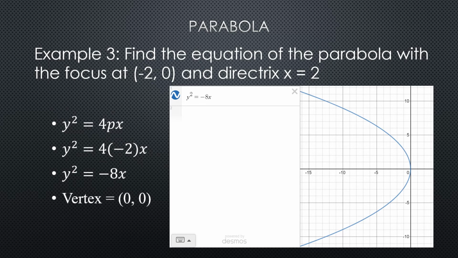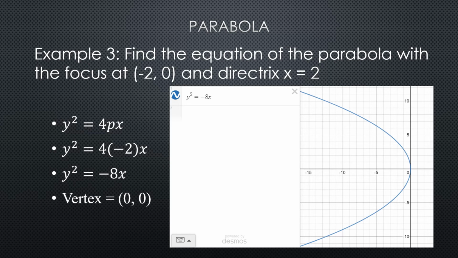Okay, so example 3, we've got find the equation of the parabola with the focus at (-2, 0) and the directrix at x equals 2. So if we draw in our directrix and our focus, we can see that this parabola is going to need to open to the -x. So that gives us y squared equals 4px.